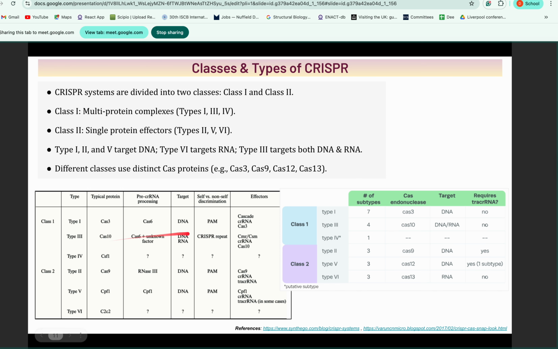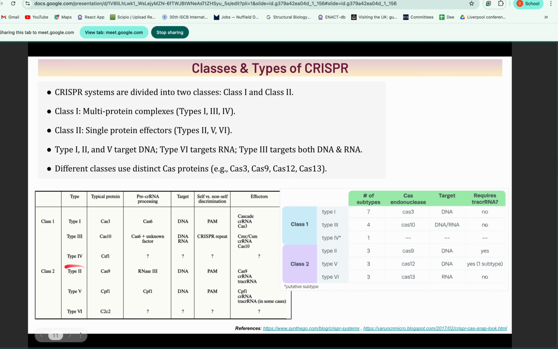Whereas in the case of type 3, it uses the CRISPR repeats. With the help of those repeat sequences, it will be able to identify which is the self and which is the non-self. Because if it is a self element, then it will not be surrounded by the CRISPR repeats. If any element is surrounded by CRISPR repeats, then that particular central element is non-self, or you can say the viral tracer element. These are the effectors, the other proteins which are helping it out. So these are a series of such proteins which are involved.